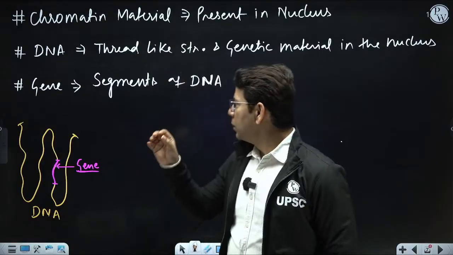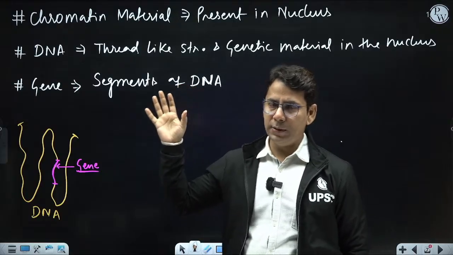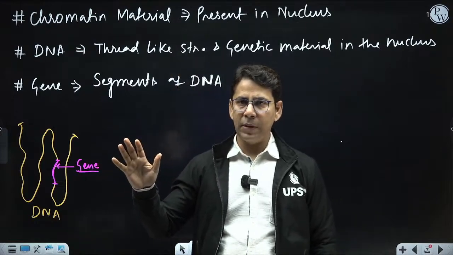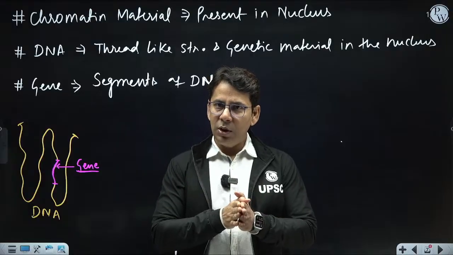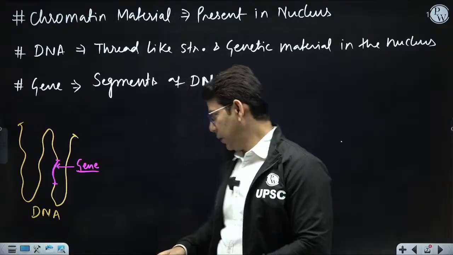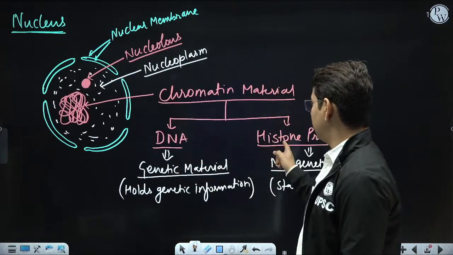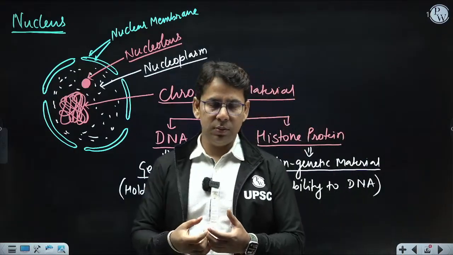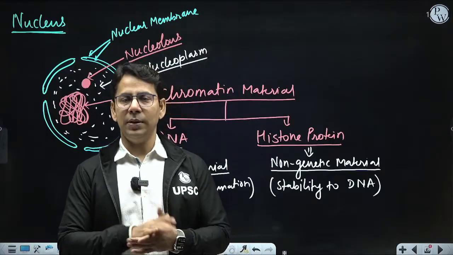So gene is segments of DNA. Got it? Segments of DNA, nothing else. So now you know chromatin material is present in the nucleus. Chromatin material has DNA plus histone. But histone has just one function: to make the DNA stable and secure.